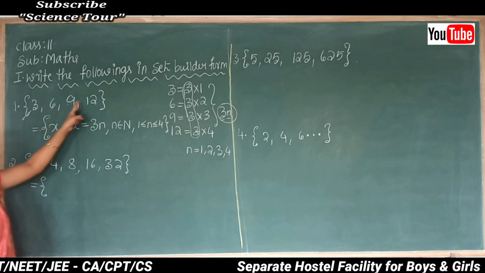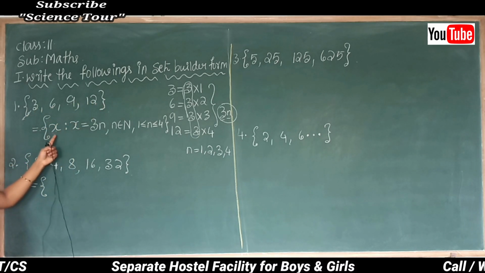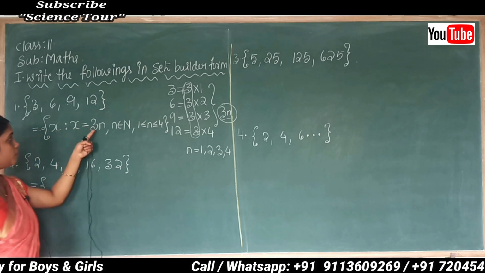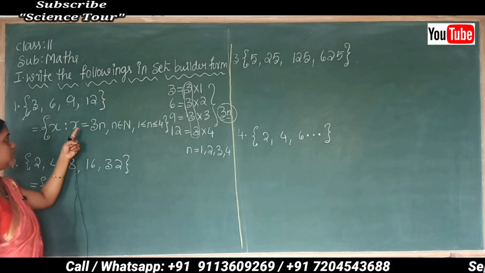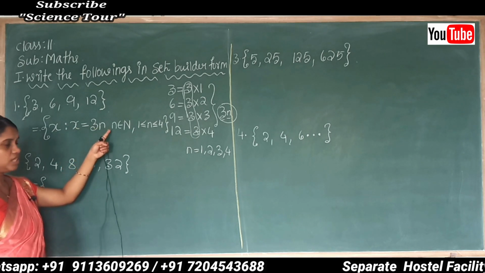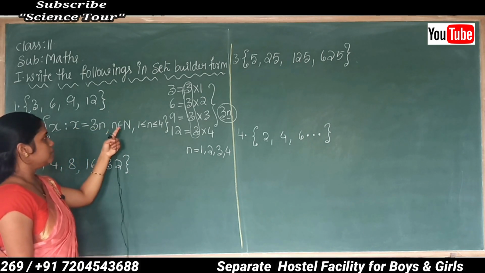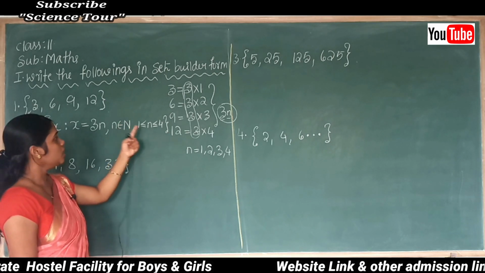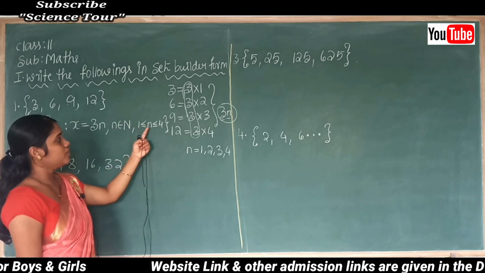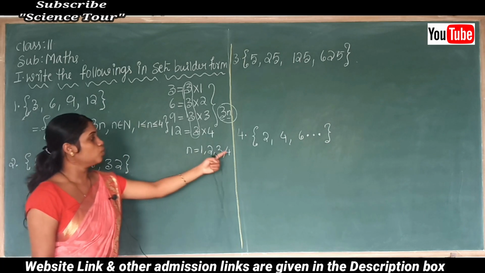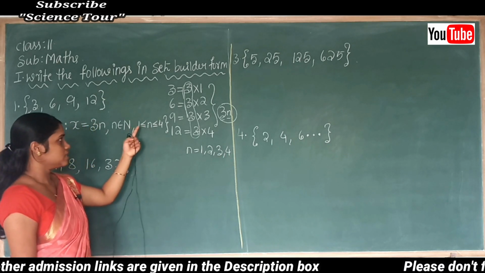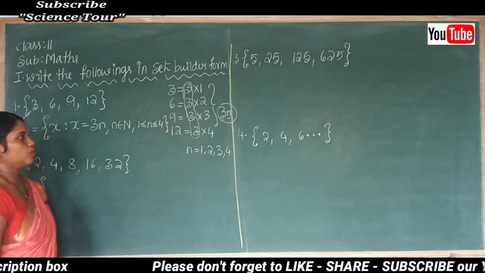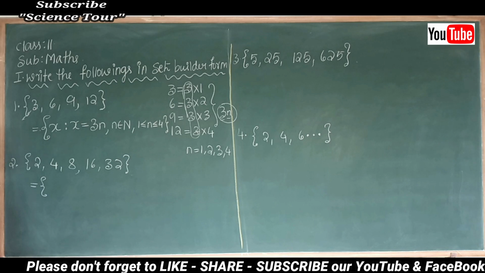Here, instead of writing all these 4 elements, I'll represent them by a single letter, x. Then what is the property of this x? The element x is in which form? 3 into n. Here n is nothing but a natural number, n belongs to natural numbers, and also the value of n lies between 1 and 4. n is greater than or equal to 1, but less than or equal to 4. So this is about set builder form.